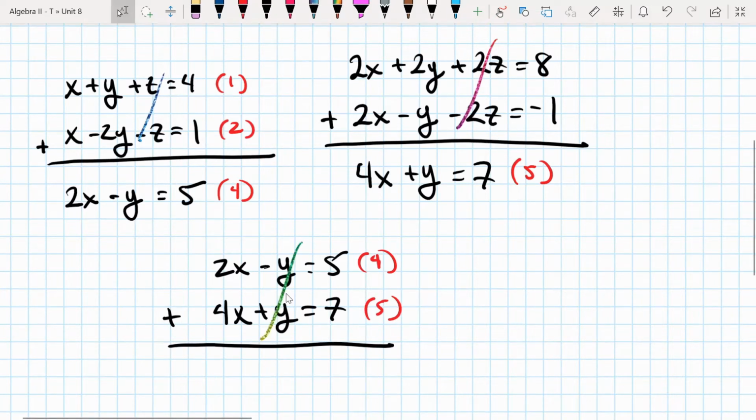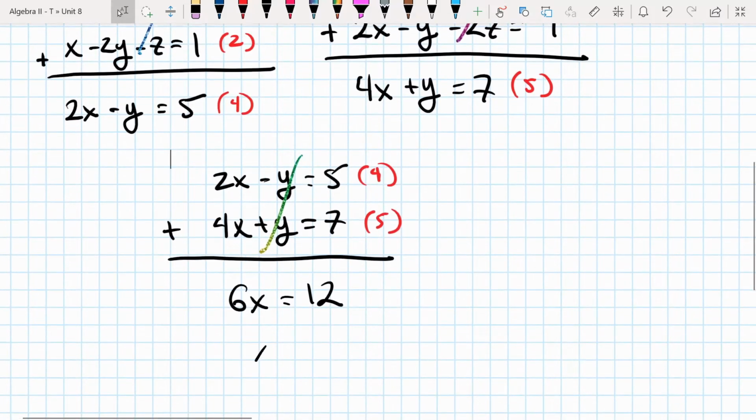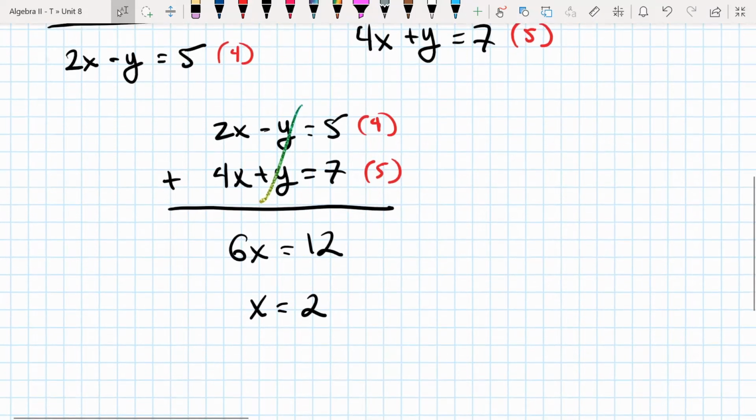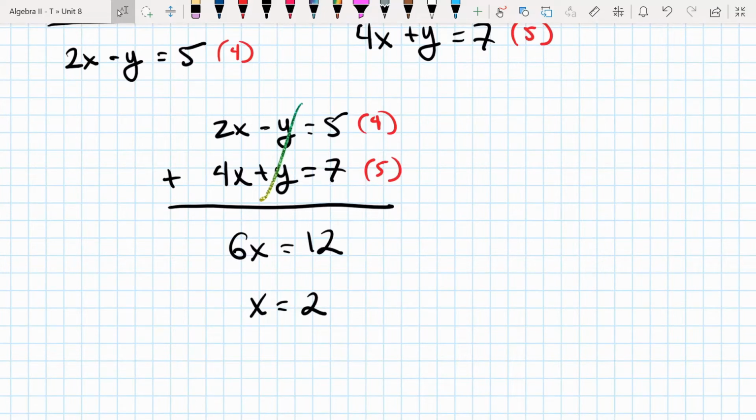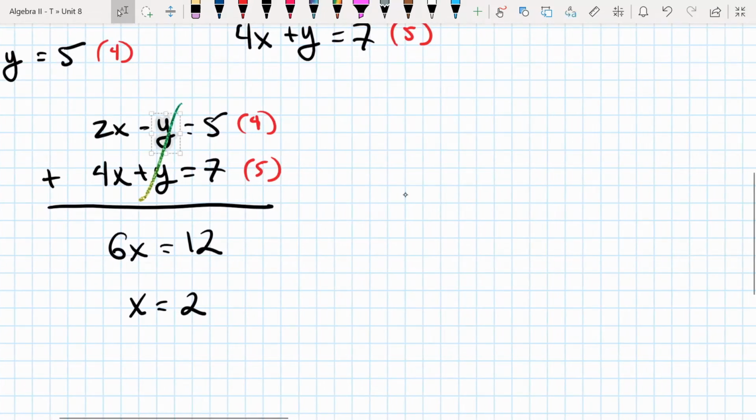And so these will cancel. And so we're left with 6x plus 6x is equal to 12. And so the x value here is equal to the number 2. So now we just have to solve for y and z. To do that, we're going to work our way backwards. We can use equation 4 or equation 5 to solve for y. Let's just use equation 5. Doesn't matter, either one will give you the correct answer.